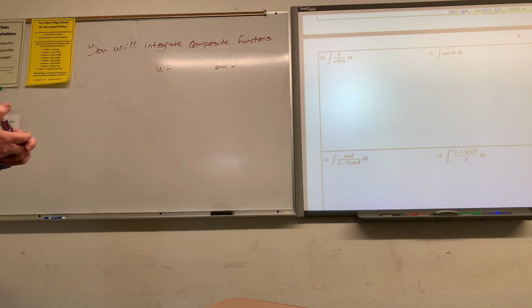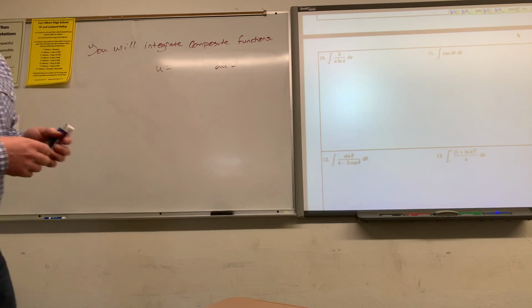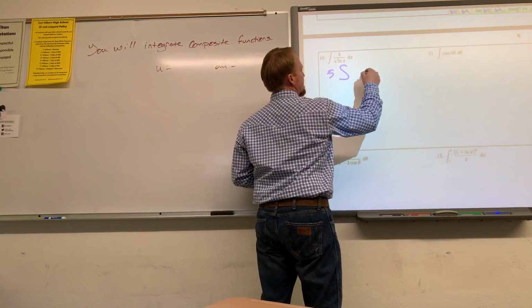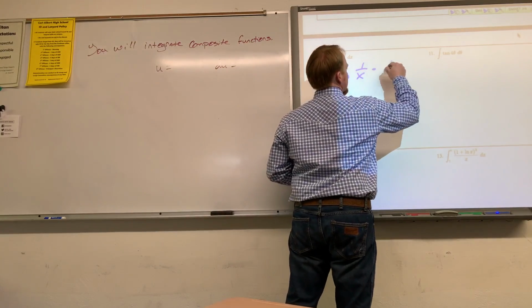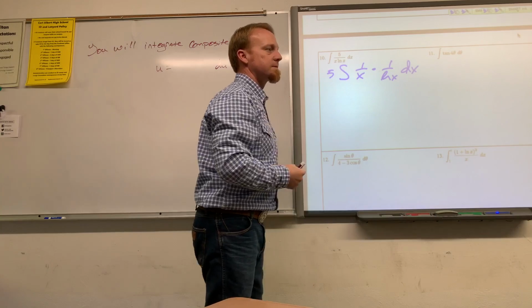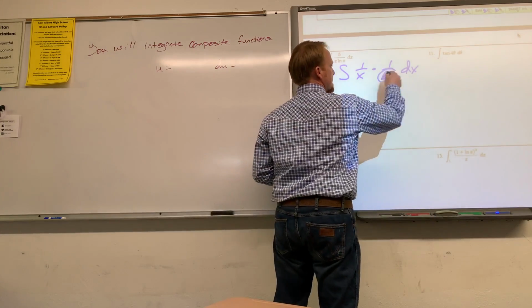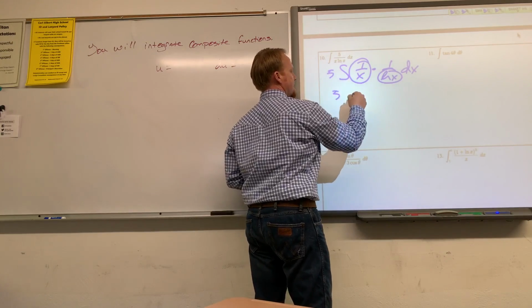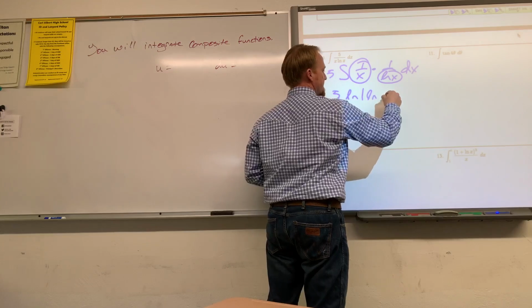Why can't you plug that in? Because the x goes away with your du. But I thought you re-plug in what your u was. So if I were to rewrite this, that's how I do it. So there's your u, there's the derivative of it. So I just have 5 natural log absolute value natural log of x.